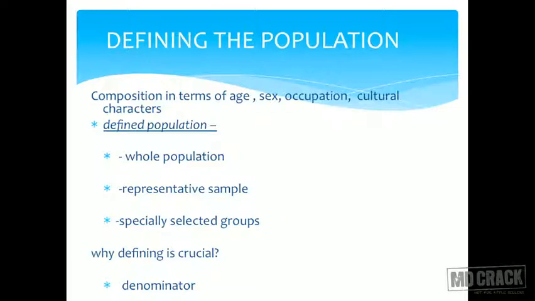But if the disease is not very common or it is difficult to diagnose, this mode of data collection would be very difficult. For obvious reasons, if the disease is not diagnosable or it is rare in the community, it would be very difficult to get cases for a study. So therefore, the whole population has these limitations. The next source of population would be a representative sample of the population. So you can have a sample out of the whole population which is representative of the whole community, and that can also give you a very good idea about the disease.